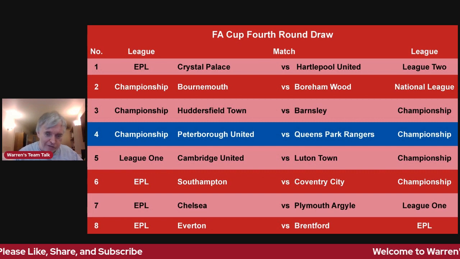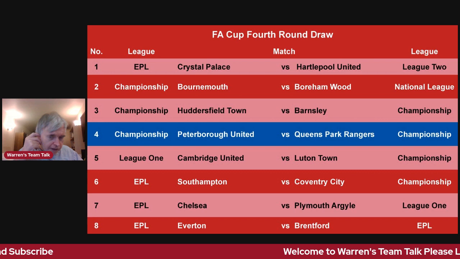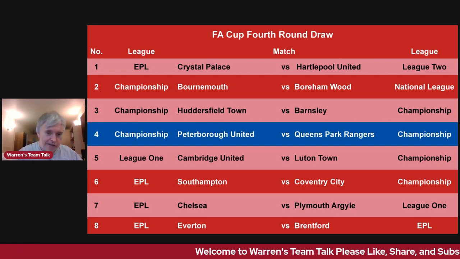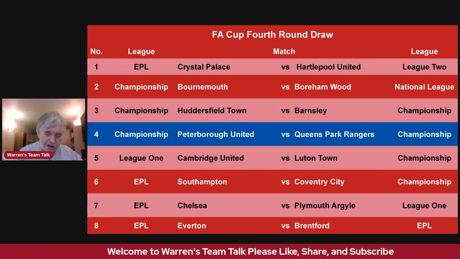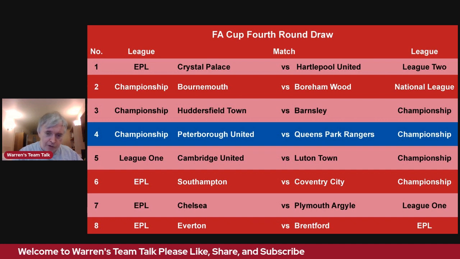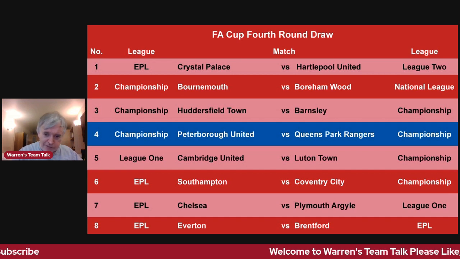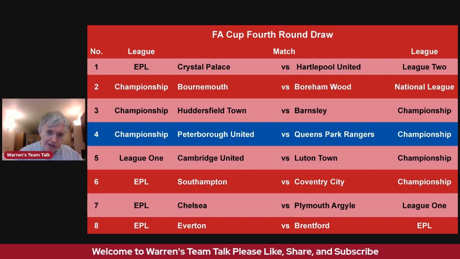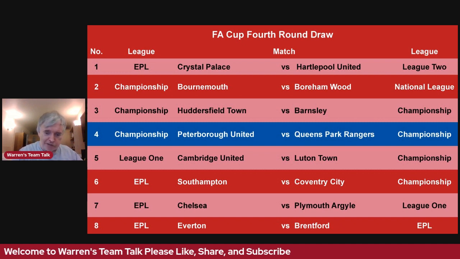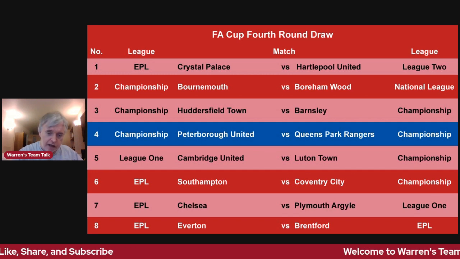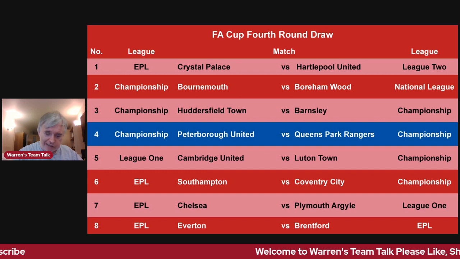This is the remainder of the 4th round draw. It sees Crystal Palace of the Premier League taking on Hartlepool of League 2, Bournemouth of the Championship taking on Boreham Wood of the National League, Huddersfield Town of the Championship taking on Barnsley, another Championship side, Peterborough United of the Championship, as we've just discussed, taking on Queen's Park Rangers, also of the Championship, and League 1 Cambridge United against Luton Town of the Championship.